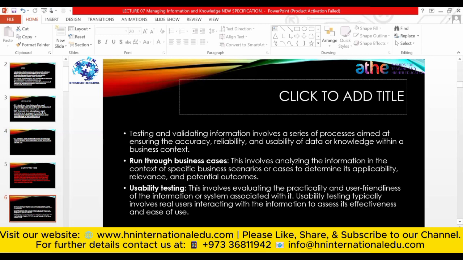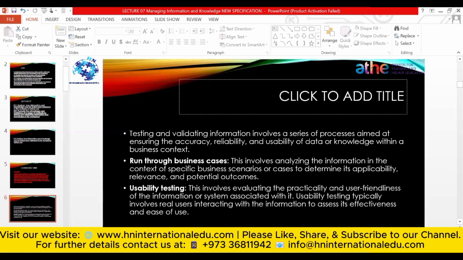Run through the business cases. Now, these are the points from the indicative content. This involves analyzing the information in the context of specific business scenarios or cases to determine its applicability, relevance, and potential outcomes. Run through the business cases. That is all the problems going on in the organizations, whether it's a good problem, or a discussion for starting a project. Before starting a project, we are going to run certain information and knowledge analysis.